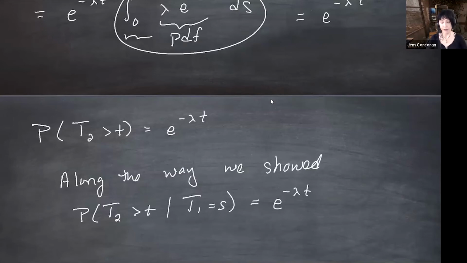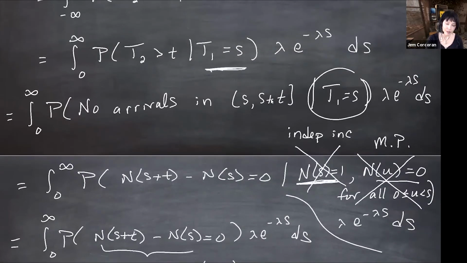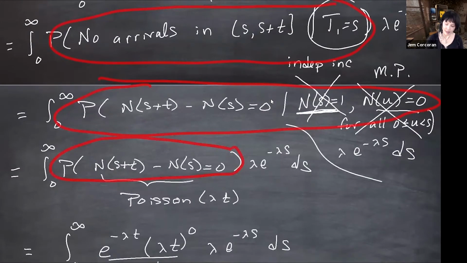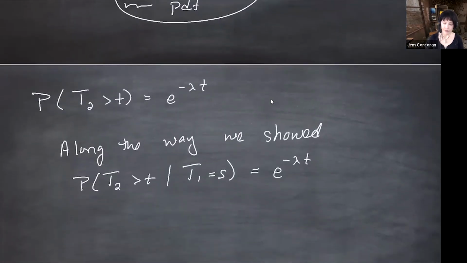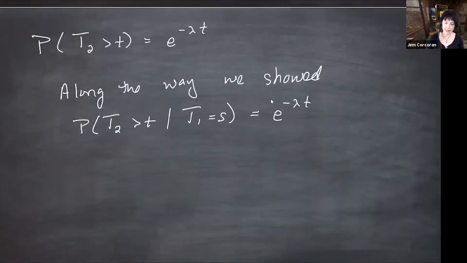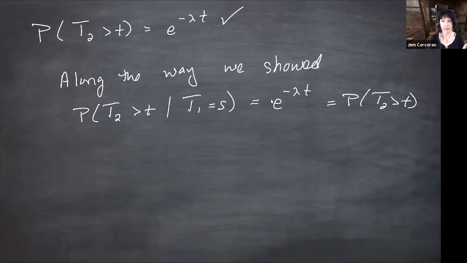That is something that we had in those steps above. I don't know if it's worth me scrolling through here. Yeah, maybe. So we had this, and we rewrote it like this, and we dropped stuff to rewrite it like this, and we got e to the minus lambda t because this stuff wasn't there. So what I'm trying to say is this is the same thing as the probability that t2 is greater than t, because that's what we got up here. And so this is enough to say that t1 and t2 are independent.